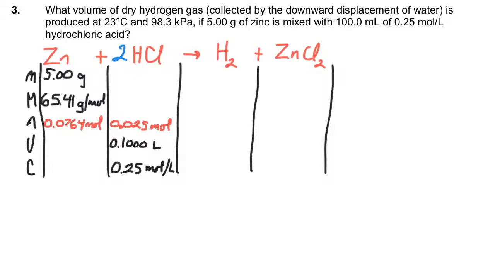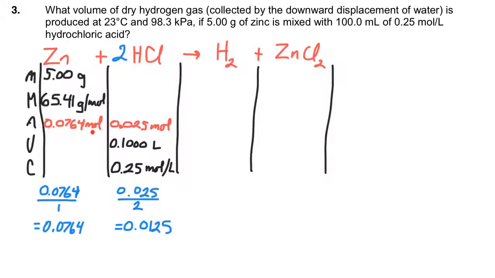And now I have to figure out what is my limiting reactant. And remember, you can take the number of moles and divide by the coefficient. Do that for both, and compare the two answers. Whichever one is lower tells you the limiting reactant. So in this case, HCl is our limiting reactant. So that's the number of moles I use to figure out the number of moles of hydrogen gas being produced. So I have 0.013 moles of hydrogen gas being produced. But that's not what the question's asking.